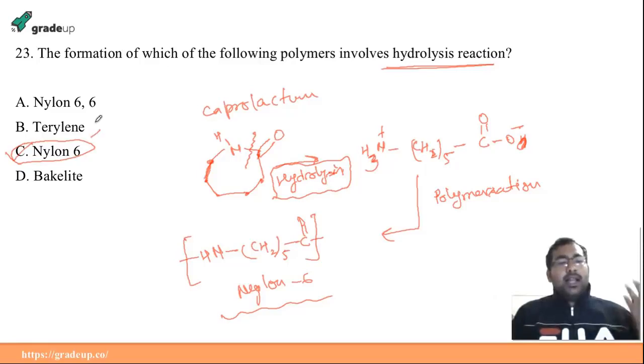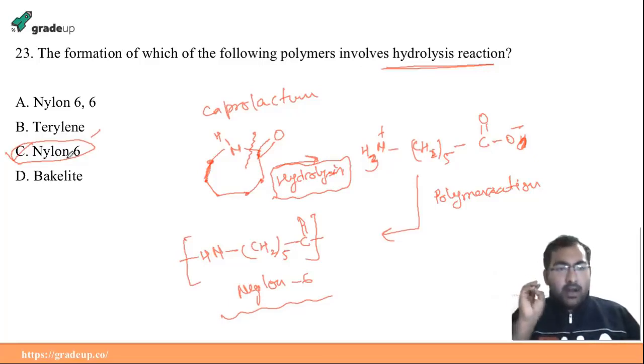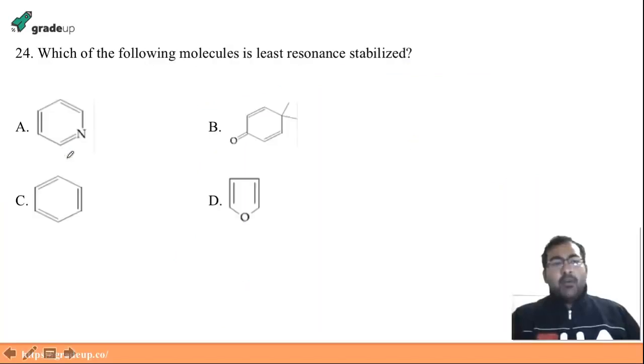You can know that terylene is formed by condensation polymerization or something. You have to know every step of forming these polymers. You have to have it on your fingertips. So now moving on to the next question, question number 24.